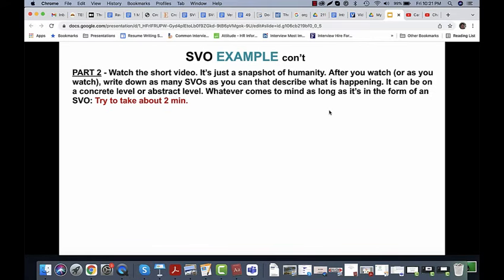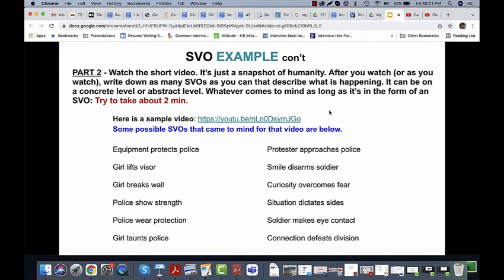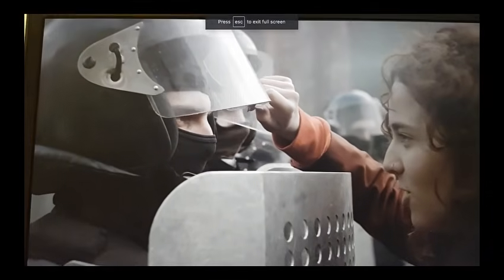So let's take a look at an example. Here's a sample video, and I'm gonna get it going here. We're gonna watch the sample video, or part of it anyway, just to give you a flavor of what this snapshot of humanity is like, and then we'll just take a quick look at these SVOs that I came up with just as examples. So let's see what we can do with this sample video.